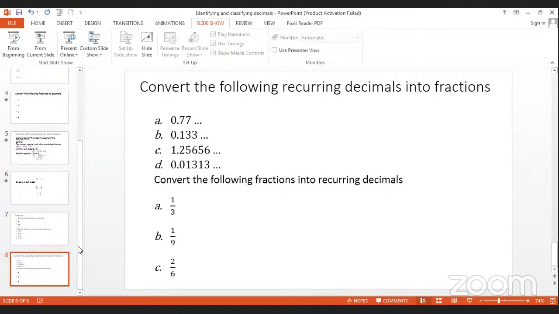Do we have any questions regarding this work?